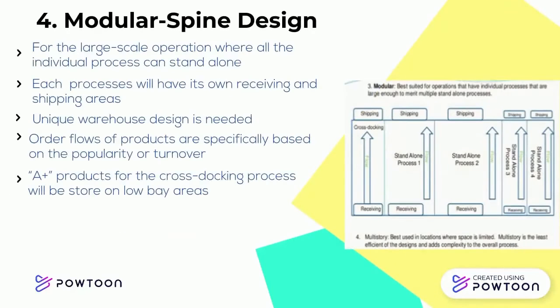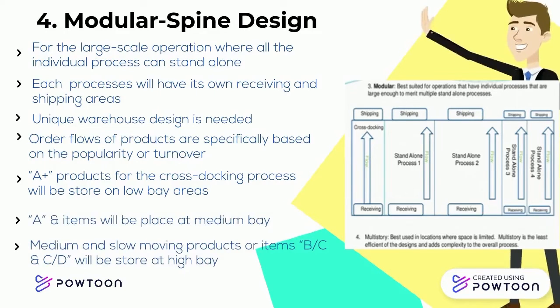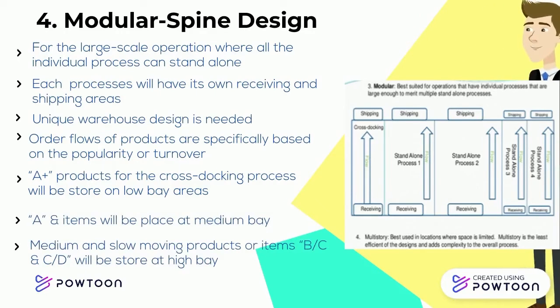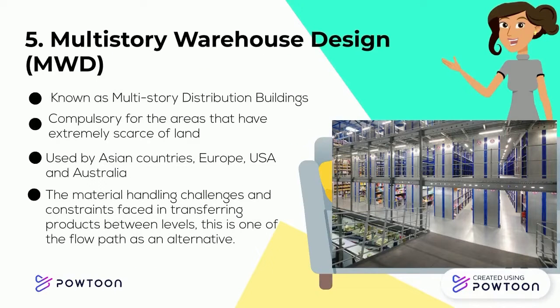Next is modular design. This is for large-scale operations where all the individual processes can stand alone. Each process will have its own receiving and shipping areas. It needs a unique warehouse design, and the products will be categorized for cross-docking. A items will be stored in low bay areas, while medium and slow-moving items will be stored at high bay. And the last one is the multi-story warehouse design, known as multi-story distribution buildings. This is compulsory for areas that have extremely scarce land.